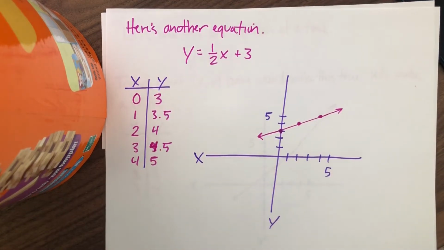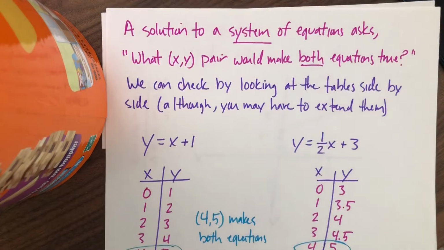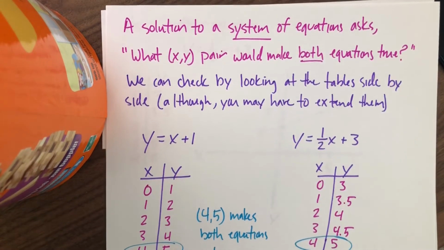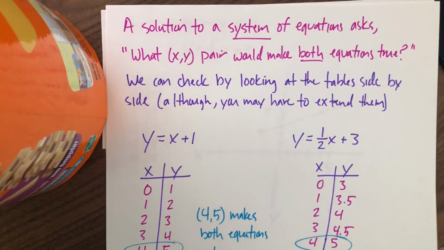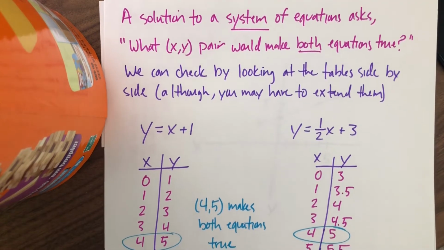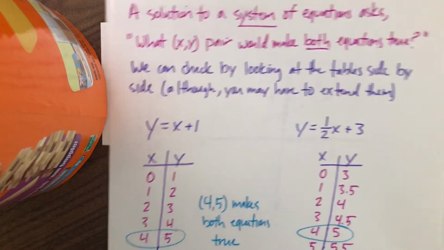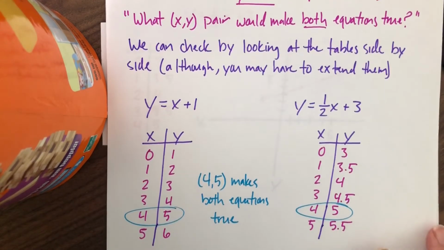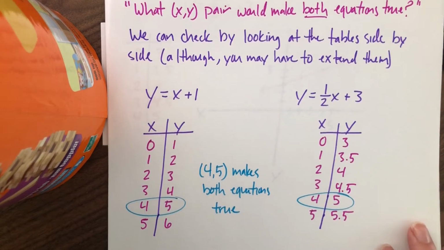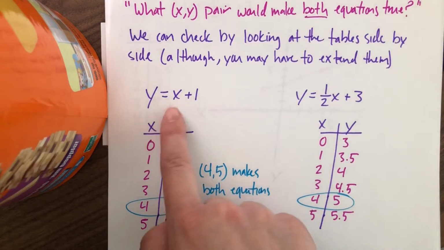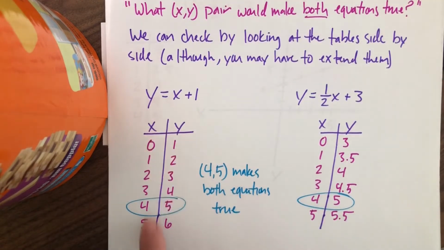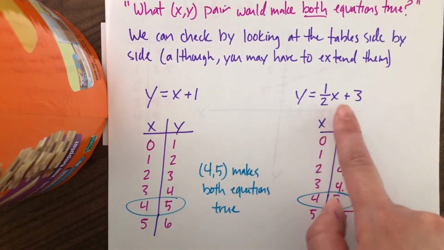So a system of equations is when you have both of these equations together. What xy pair would make both equations true? We can check that by looking at the tables side by side. Although the tables I just made went to 4, so I extended them so you could see. So this is y equals x plus 1. And here's the table I made, y equals 1/2 x plus 3.